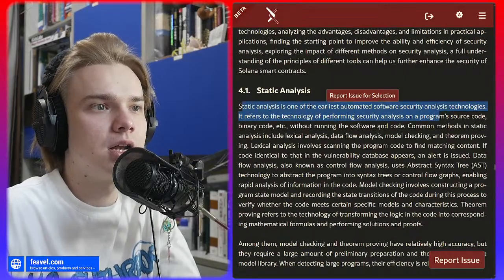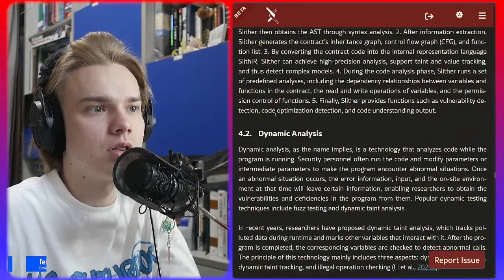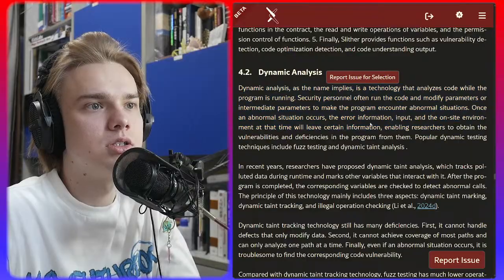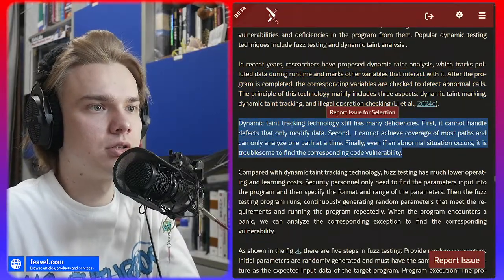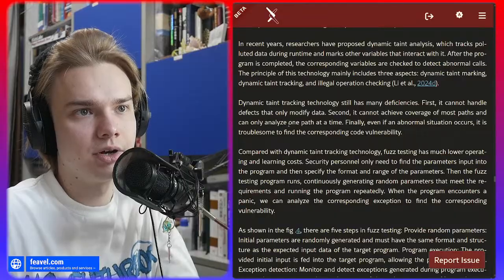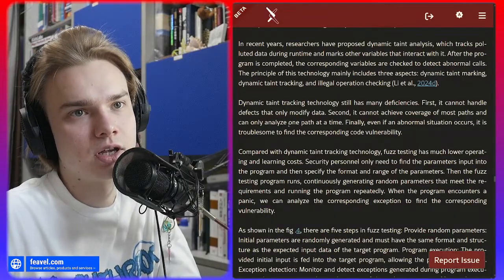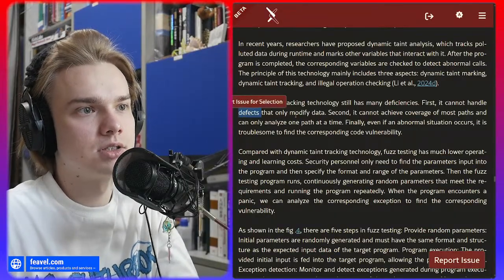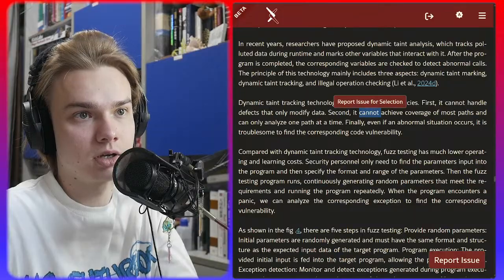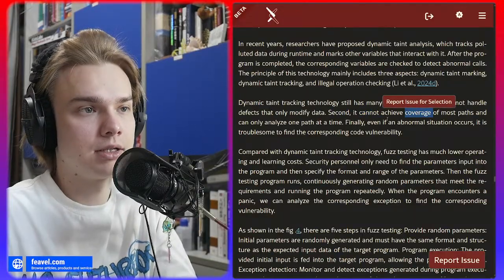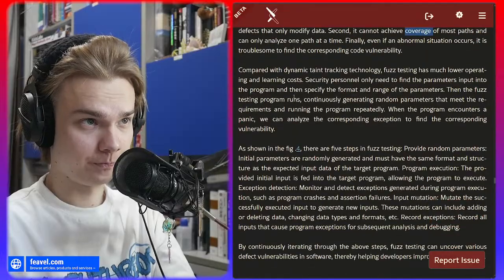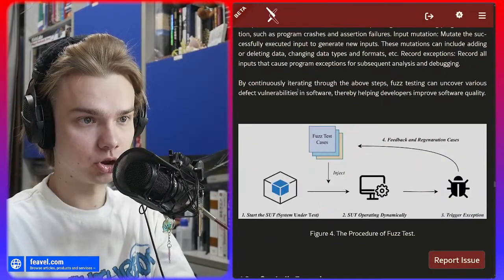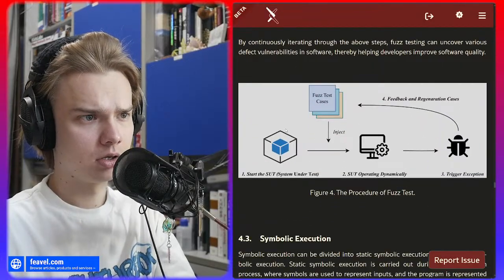Static analysis, one of the earlier ones. Dynamic analysis. Dynamic taint tagging technology still has many deficiencies. First, it cannot handle the defects that only modify data. Second, it cannot achieve coverage of most paths and can only analyze one path at a time, as shown in the figure.